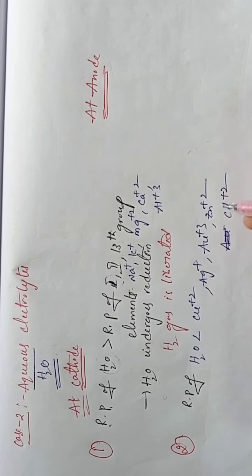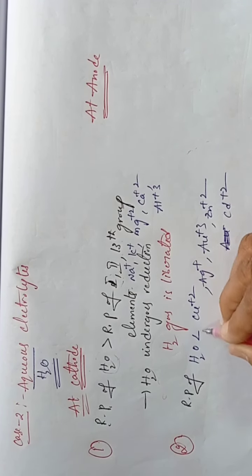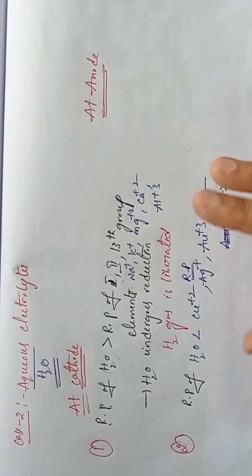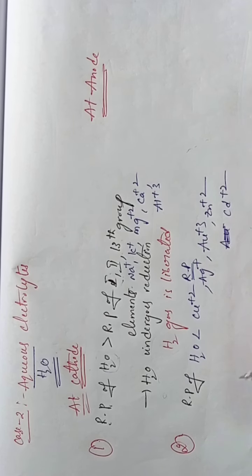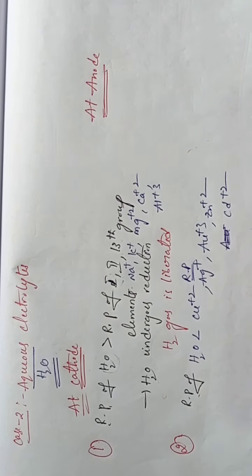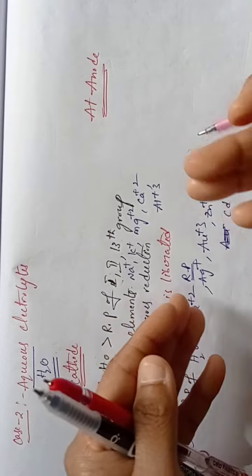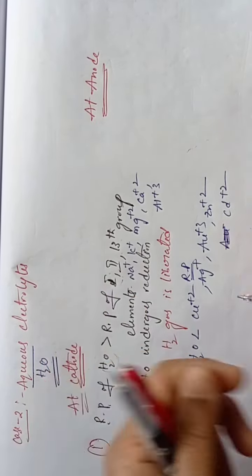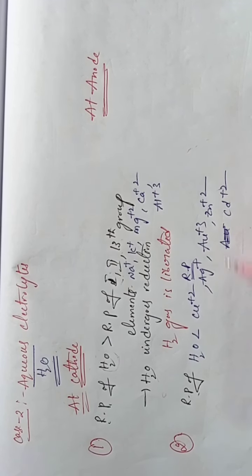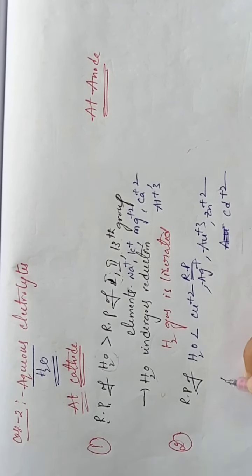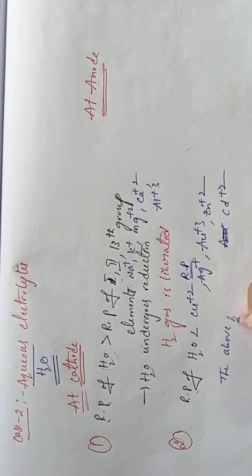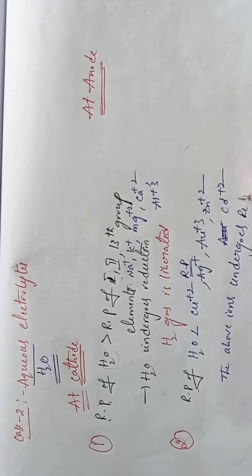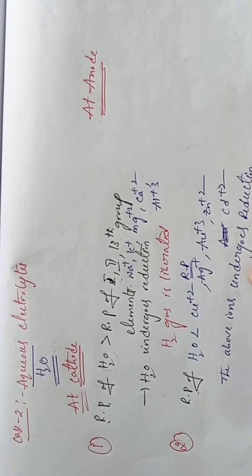Then which have the more reduction potential? These ions do, so these ions undergo reduction. Water does not undergo reduction. Those with the greater reduction potential are the ones undergoing reduction, students. So the above ions undergo reduction. Clear this one? These only undergo reduction.